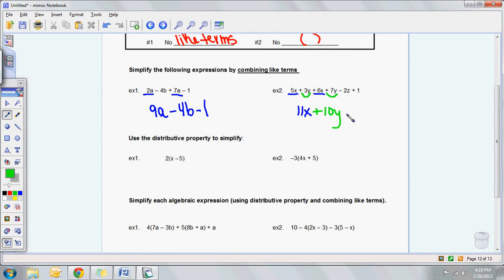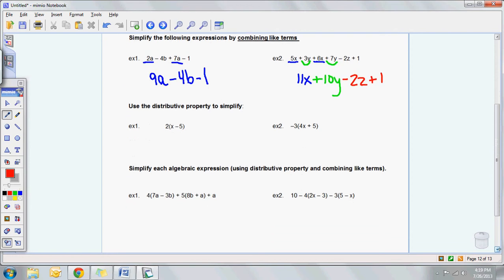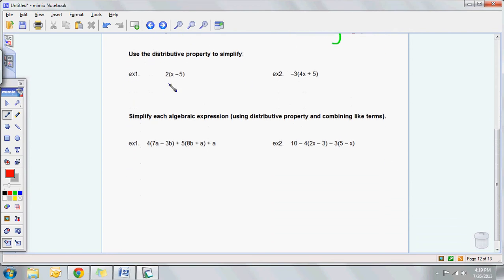So I've simplified the like terms. I'm going to bring down those loners. And I'm going to ask myself one more time, are there any like terms? Nope. Are there any parentheses? Nope. Then I'm good. So now we can finally get into this distributive property.